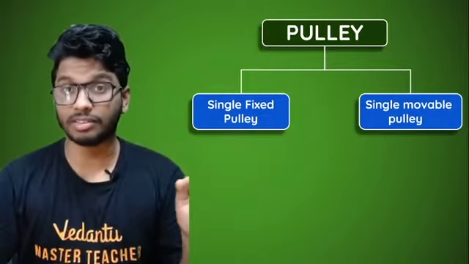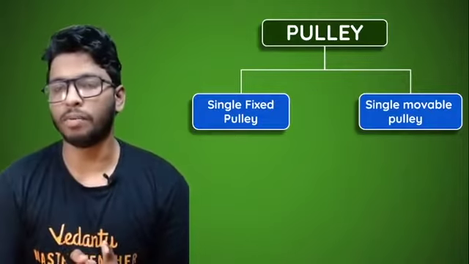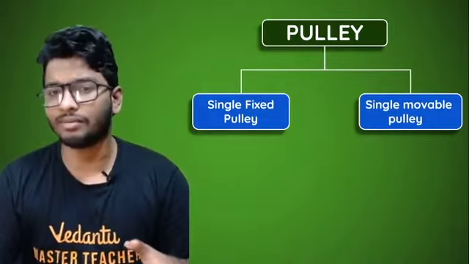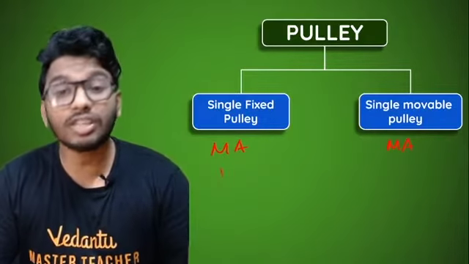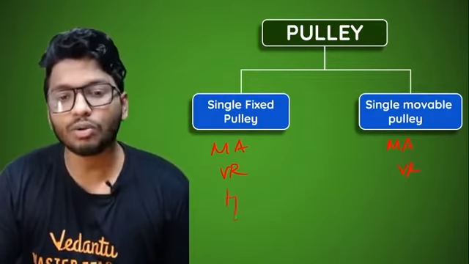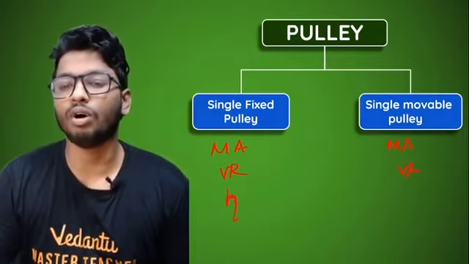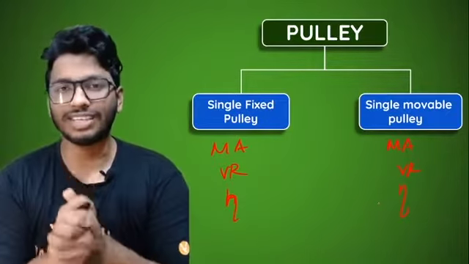Now you have different types of it. Let's talk about the single fixed pulley and the single movable pulley. We're going to talk about the mechanical advantage of both of these. We'll understand the velocity ratio of both of these, how we find it, and also the efficiency of both of these pulleys as well. So we'll talk about all of these things right now.